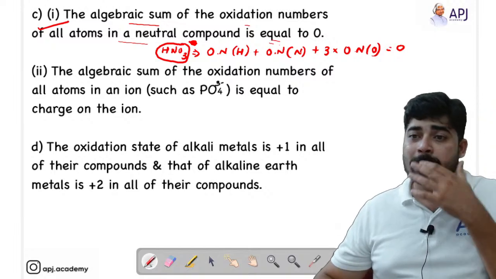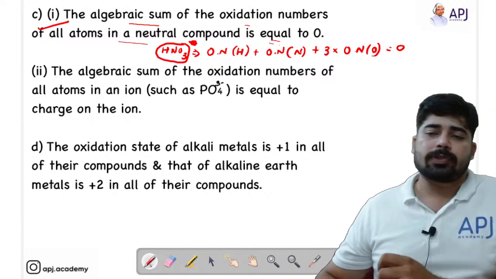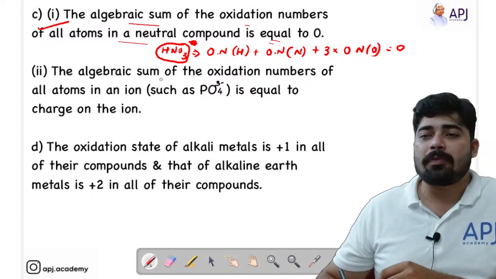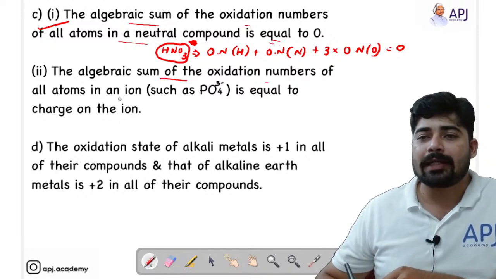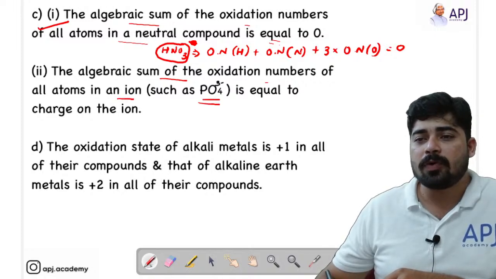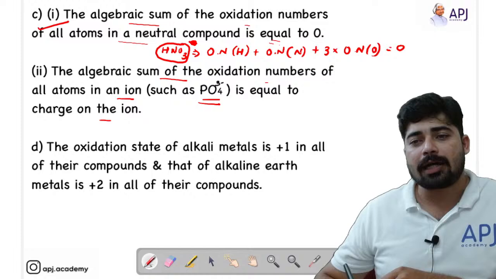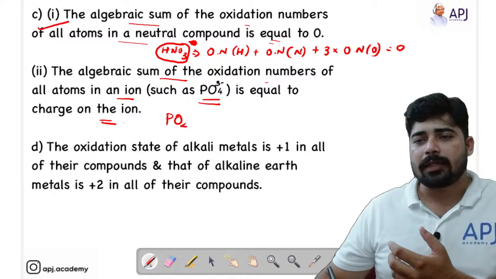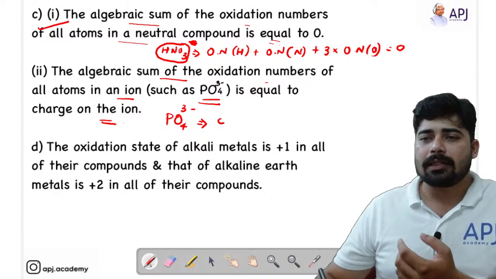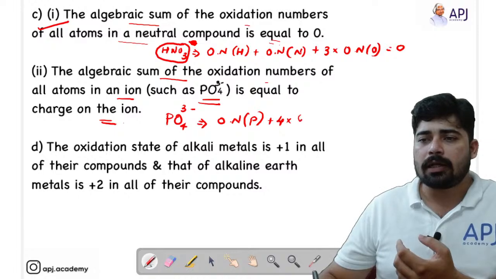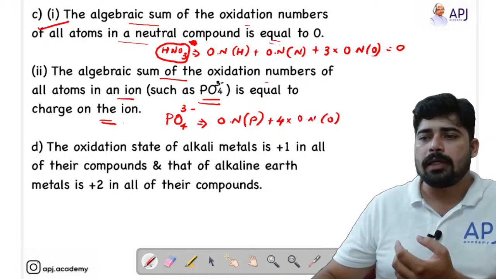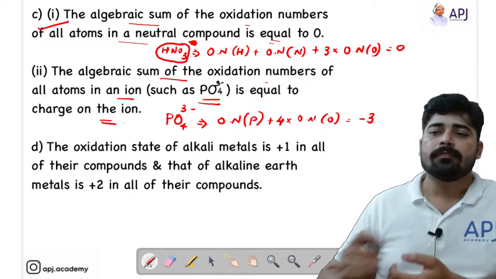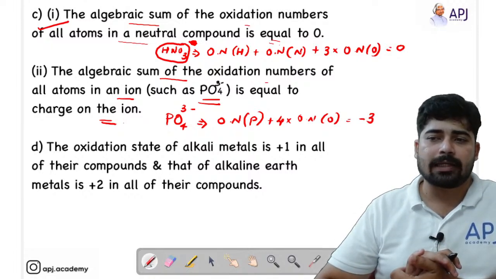Okay. Now, see the next question. See the next point. The algebraic sum of the oxidation numbers of all atoms in an ion such as PO4 3- is equal to the charge on the ion. That's what we have discussed. In the case of PO4 3-, how can we represent the oxidation number? We can say that the oxidation number of phosphorus plus 4 times the oxidation number of oxygen will be equal to -3. Since it is 3-, we have to take it as -3.